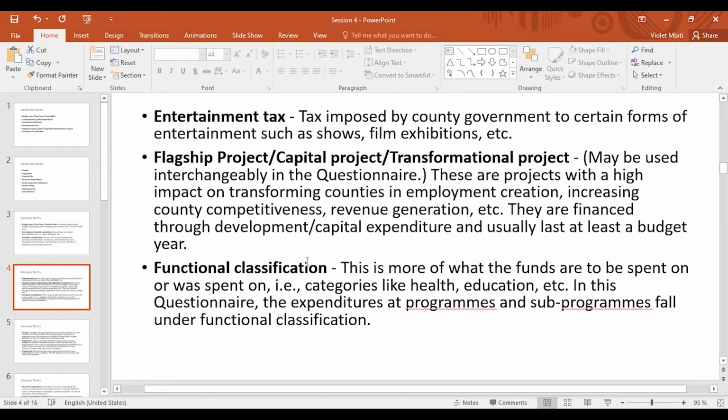So even when you look at the CIDP, you're also going to see flagship projects. You find that when an incoming government comes into place, there are flagship projects that they have put in place that are going to ensure employment creation, increased county competitiveness, and revenue generation. So we are going to look further into that. And then there's also functional classification. This is more of what the funds are to be spent on or were spent on. That is categories like health, education.